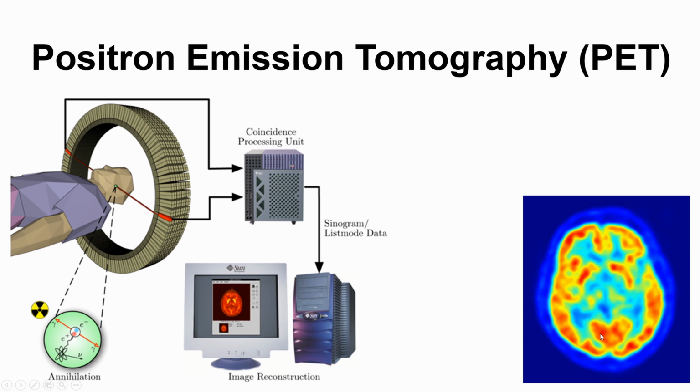Here, the areas that are red would be areas that are more active, and blue are less active. So we can look at what's happening in someone's brain and say, okay, what parts of the brain are most active right now?